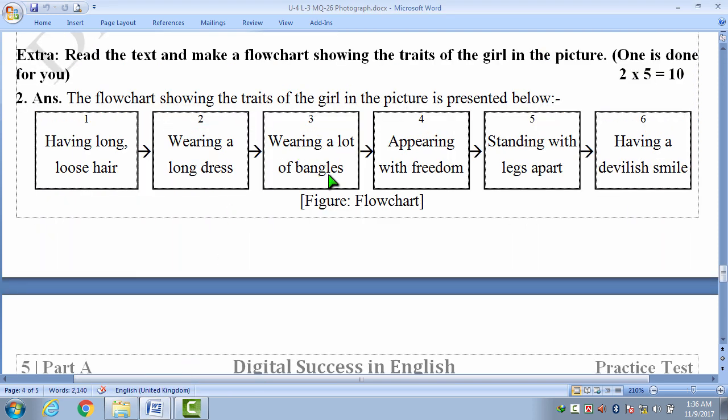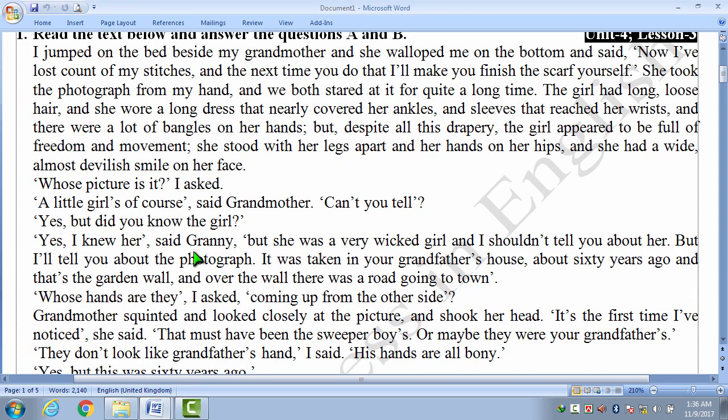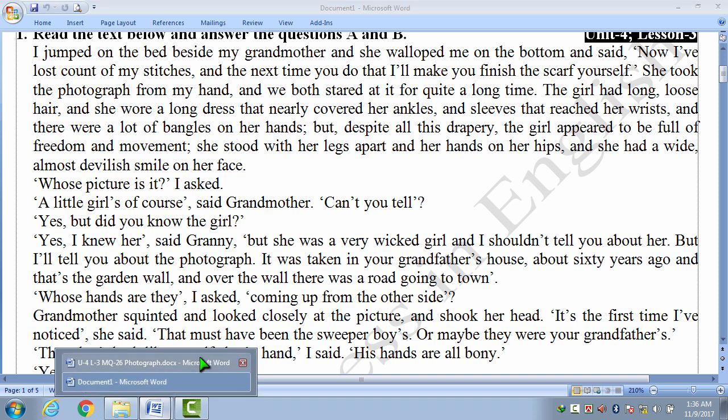Wearing a lot of bangles. We are going to the passage. There were a lot of bangles on her hands. তার হাতে অনেকগুলো চুড়ি ছিল। এখানে ওয়ার ভার্বটাকে ইউজ করা যাচ্ছে না, তাহলে আমরা ওর থেকে আগের ভার্বটাকে ইউজ করতে পারি। ওর এর present form wear, wear এর সাথে ing, wearing a lot of bangles.